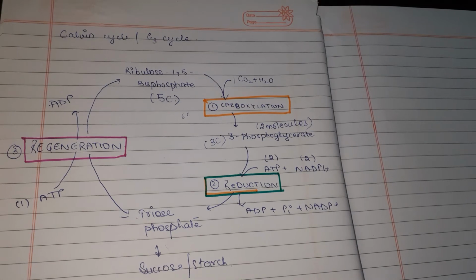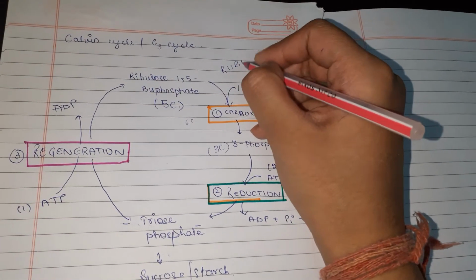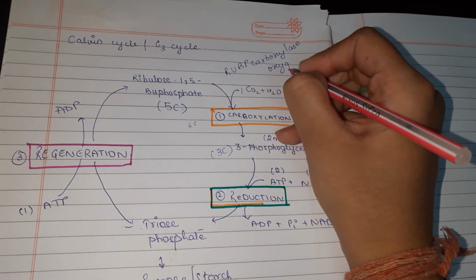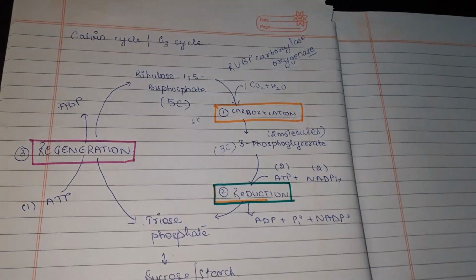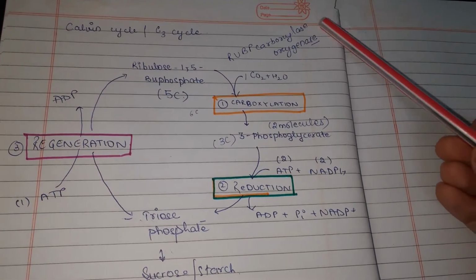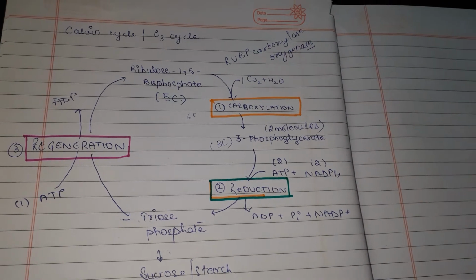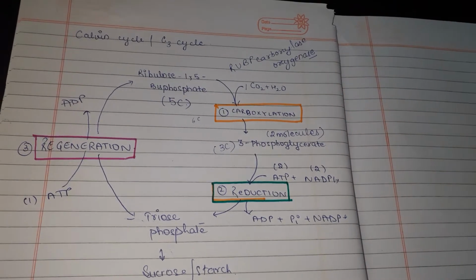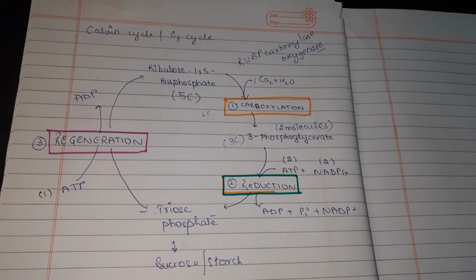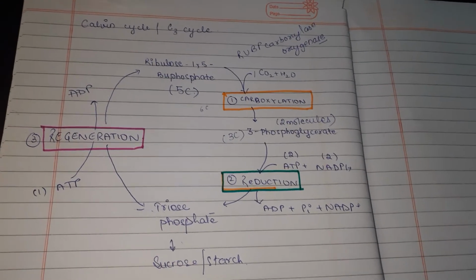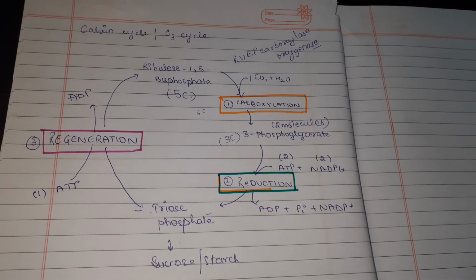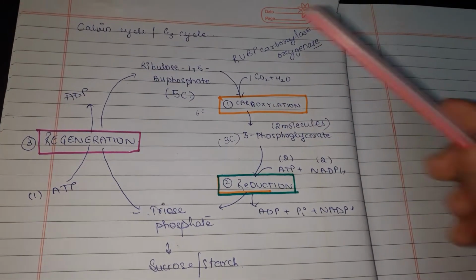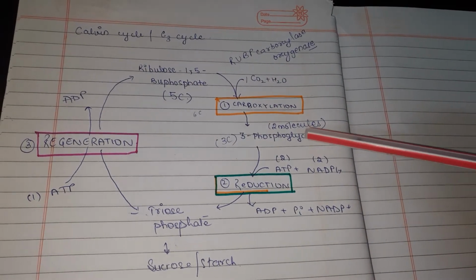In the presence of what enzyme? RuBP carboxylase oxygenase. One thing related to this is that when carboxylase activity is in abundance, it reacts with CO2. But in some cases, if oxygen is present in excess, the enzyme can bind oxygen also, which leads to photorespiration, the wasteful process. That's a different story. So the C3 cycle involves 3 steps. The first step was carboxylation, where RuBP combines with atmospheric carbon to form this molecule.